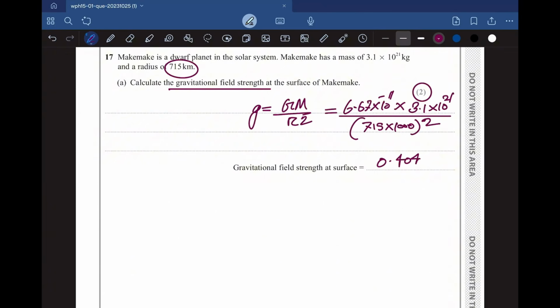0.404 newton kilogram minus 1, and we will give our answer as 0.40 in two significant figures, because the least precise value that they have given us in the data is two significant figures.